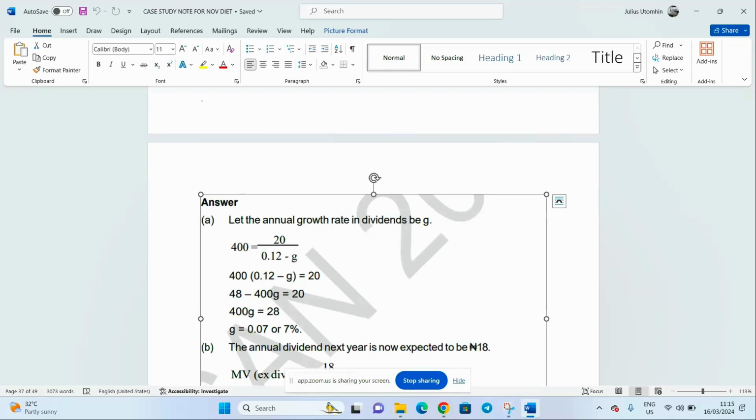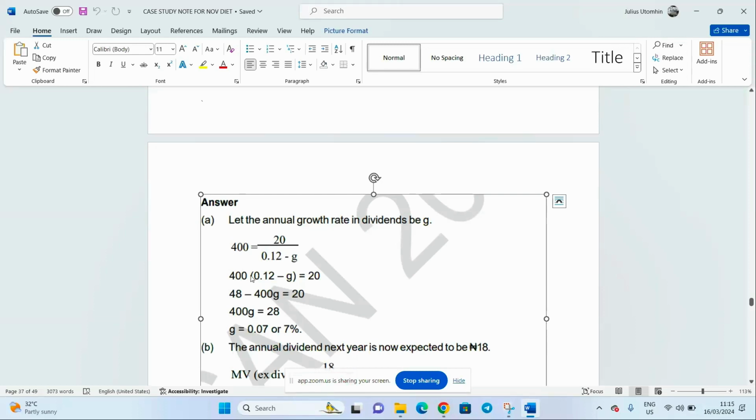Hello. Yes, sir. So 20 divided by cost of capital minus growth. Then cost of capital is 12% minus growth. Do you understand it to this stage? I do. Okay, since you understand this to that stage, just make G the subject of the formula. How do you do that?